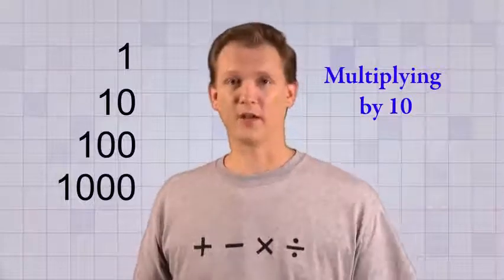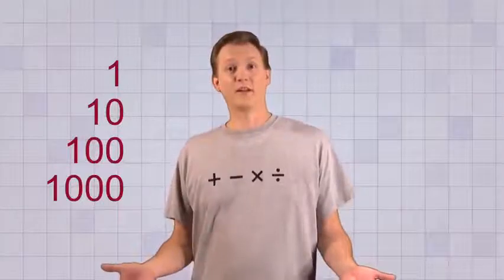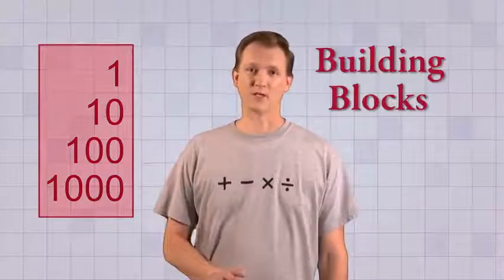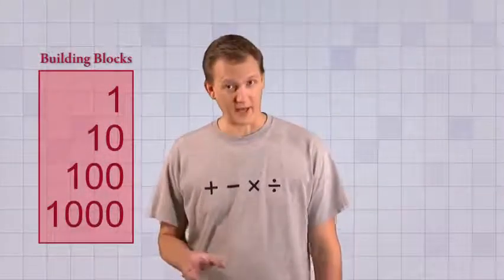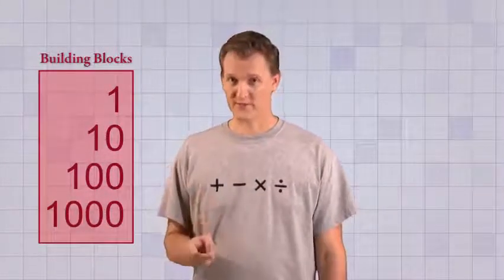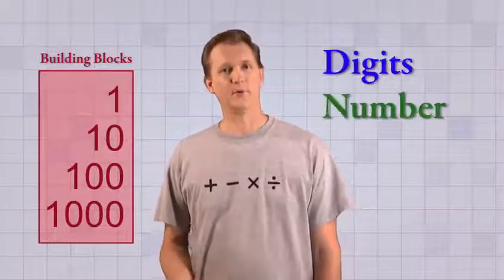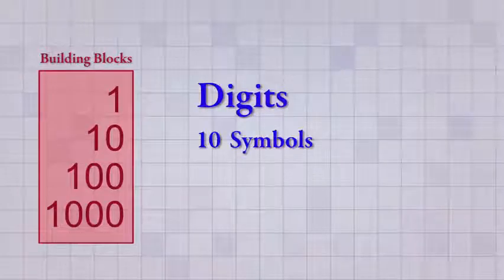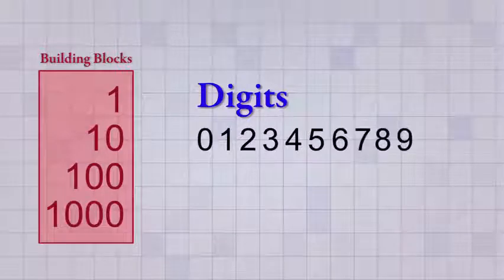I could keep on multiplying by 10 to get bigger and bigger building blocks, but I think I'm going to stop at 1,000 for now. So what am I going to do with all these powers of 10? Well, like I said, they're the building blocks of our counting system. So I'm going to count with them. But before I do that, I should mention 2 more things that our number system needs besides these building blocks. And those 2 things are digits and number places. Digits are just the 10 different symbols we use for counting. You know, 0, 1, 2, 3, 4, 5, 6, 7, 8, and 9.